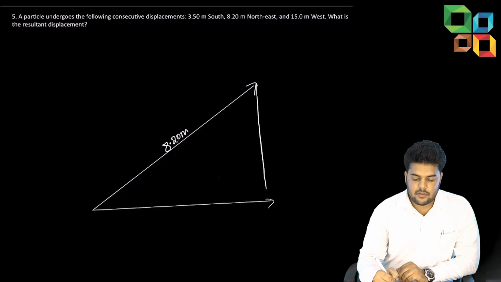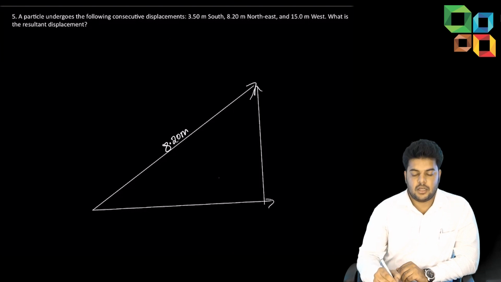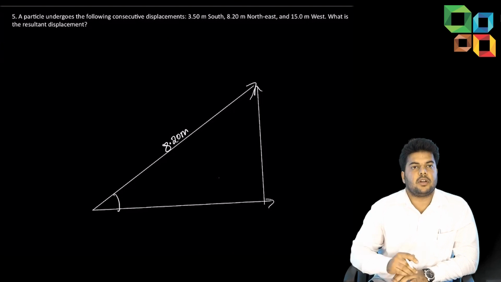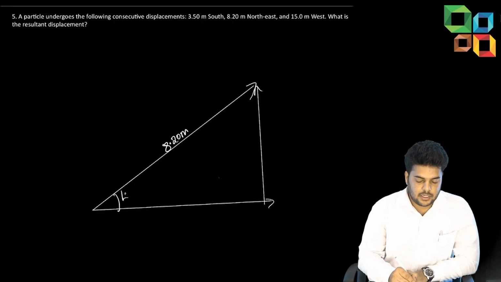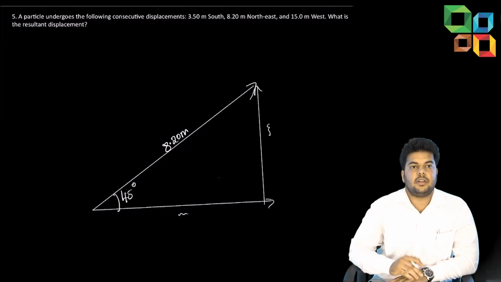Whatever distance this person has walked along the east direction would be the same as the distance walked along the north direction, isn't it? So this is 45 degrees. Can you find this eastward distance and the northward distance?